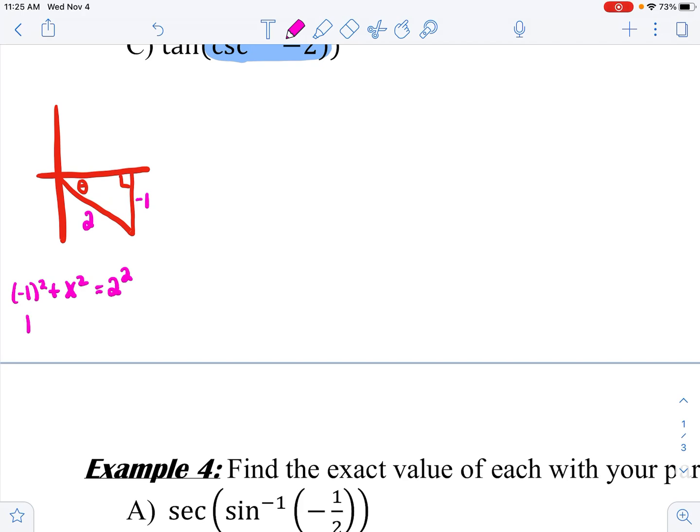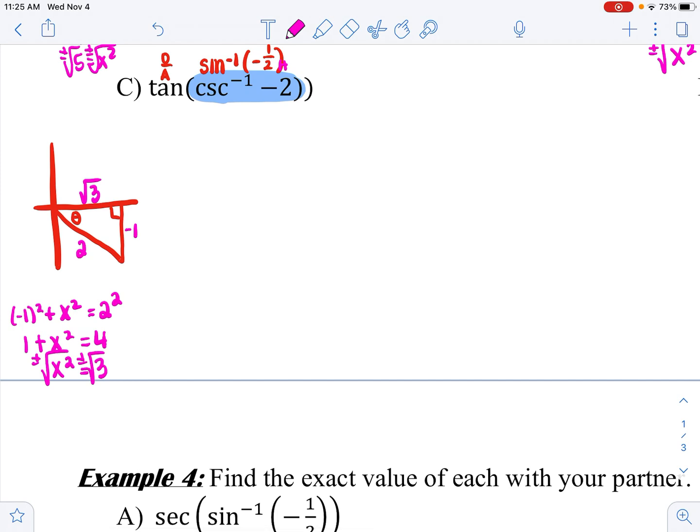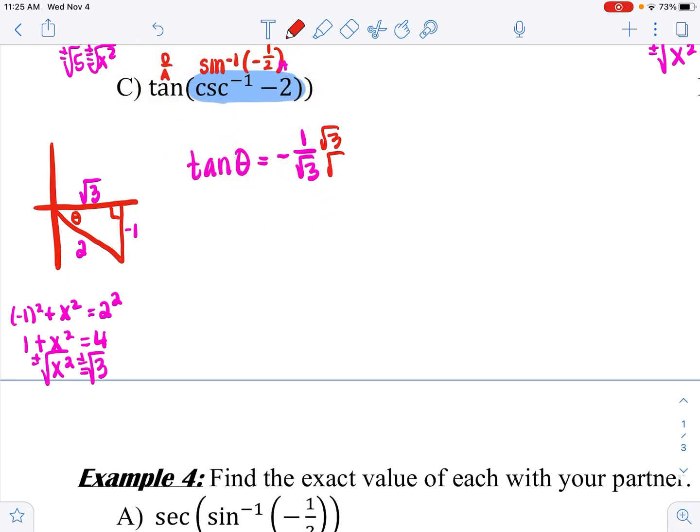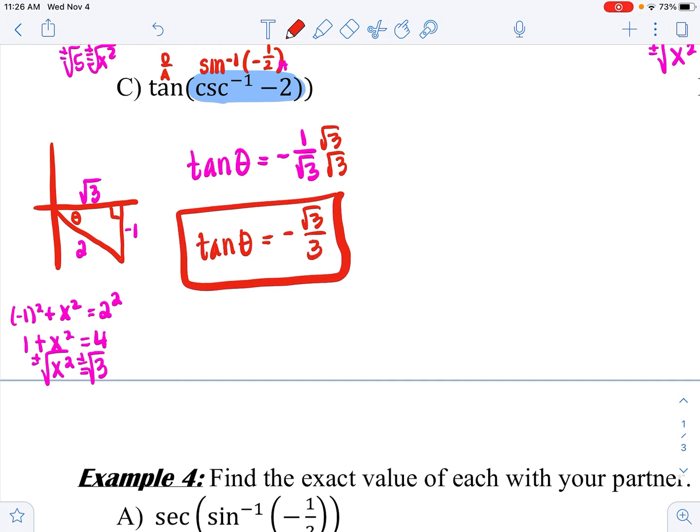All right, Pythagorean Theorem to find my third side. I have negative 1 squared plus x squared equals 2 squared. So I have 1 plus x squared is equal to 4. So I have x squared is equal to 3. And then square root, plus or minus. This is to the right, so it's positive root 3. All right, now I'm ready to find the tangent. Tangent of my angle is the opposite side, which is negative 1. I'll put the negative in front, over the adjacent side, which is root 3. I need to rationalize that. So I'm going to multiply by root 3 over root 3, and I get the tangent of that angle is negative root 3 over 3.